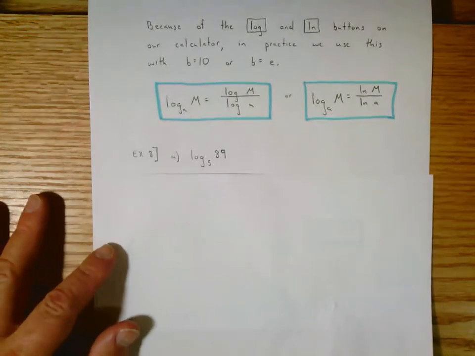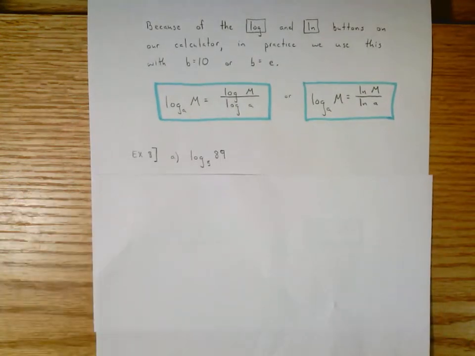With the change of base formula, we can now approximate values like log base 5 of 89. We can do this much quicker than I did log base 2 of 7 a moment ago. Now that we've talked about our change of base formula, we can just change this from a base we don't want, 5, to a base we do want. And we could choose either base 10 or base e because those are on our calculator.